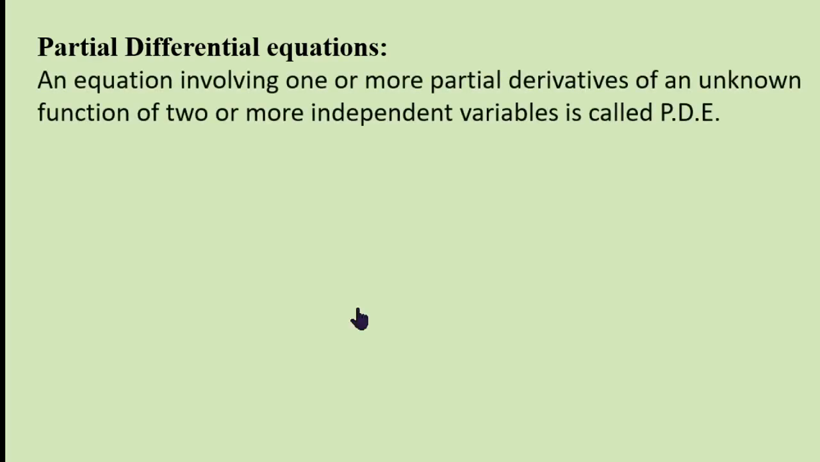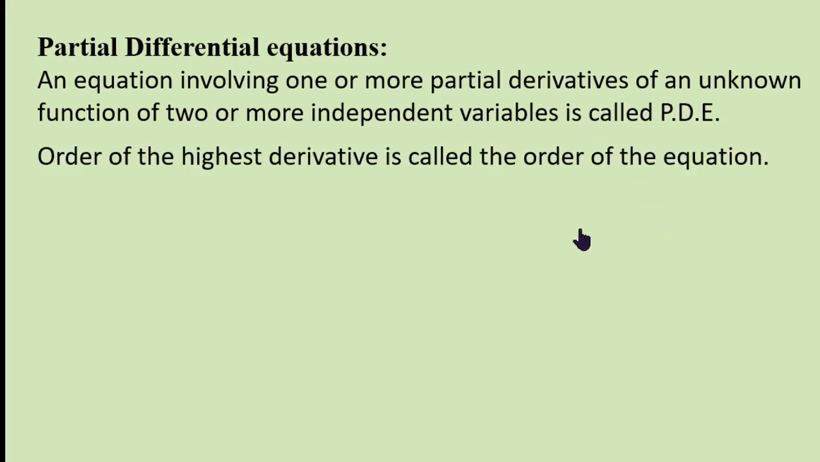Now, an equation involving one or more partial derivatives of an unknown function of two or more independent variables is called partial differential equation. And order of the highest derivative is called the order of the equation.